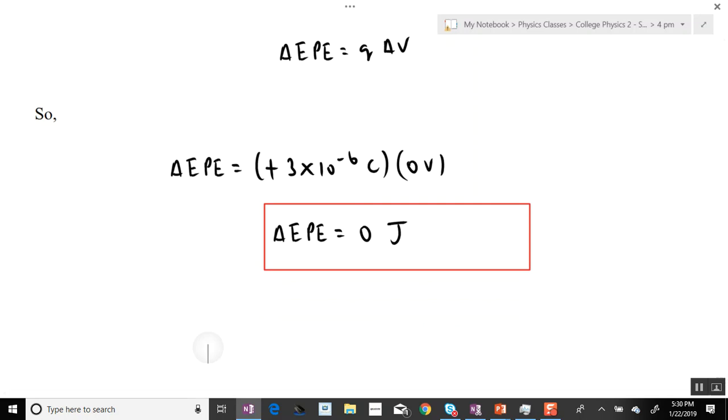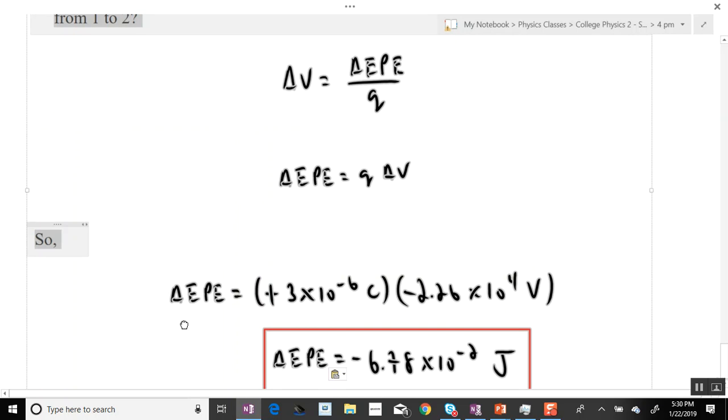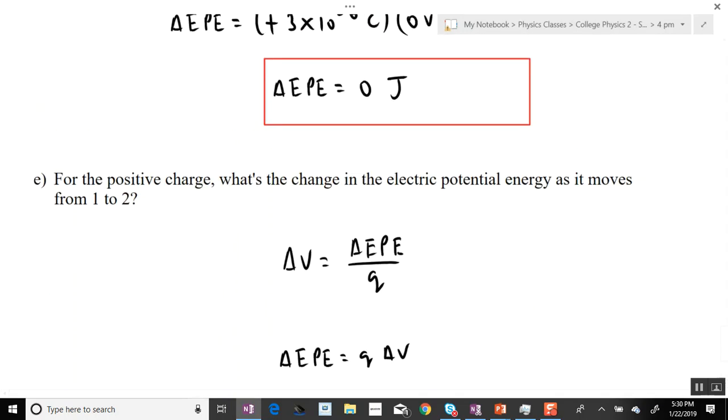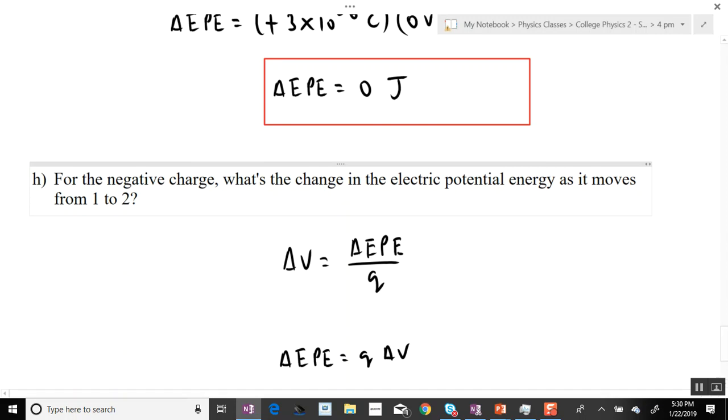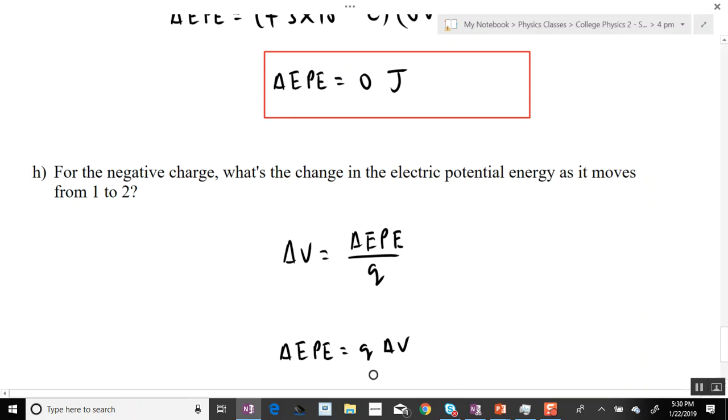All right, so then we're going to do the same thing for the negative charge. This is H. So for the negative charge, what's the change in electric potential energy from 1 to 2? The delta V doesn't matter for positive or negative charge, but the delta EP does, because that depends on Q. There's a Q in there.